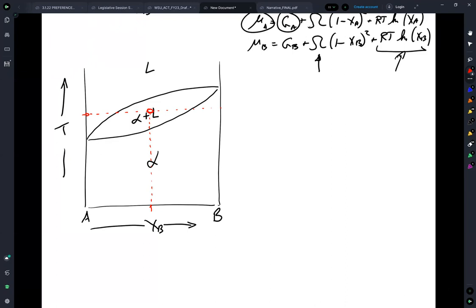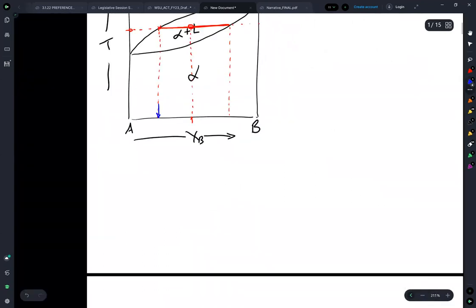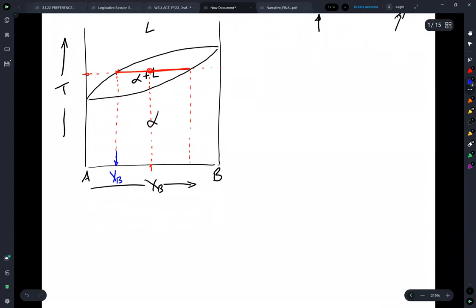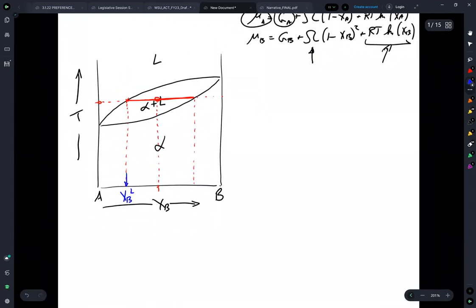From that, you have a tie line. You draw across the region of the phase diagram you're occupying. In this case, I chose a two-phase region because that's consistent with what I want to show you. You drop verticals from those, and then you're able to take this and read the phase composition. So this is the mole fraction of B in the liquid, and this is the mole fraction of B in the solid.